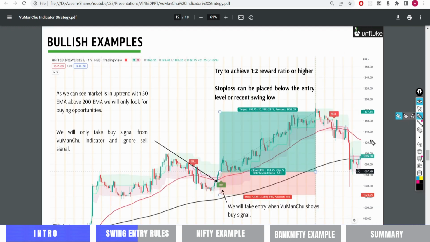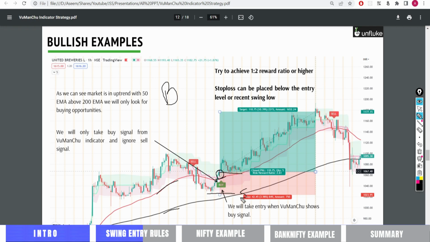I'm first showing you a bullish example on United Breweries on an hourly time frame. We can see that the 50 moving average is above the 200 moving average. So we are only looking for buying signals. And when do we take an entry? Here. As you can see here, it's a buying entry and the candle was clearly touching the 50 moving average. So I could have taken an entry somewhere here at the closing price.